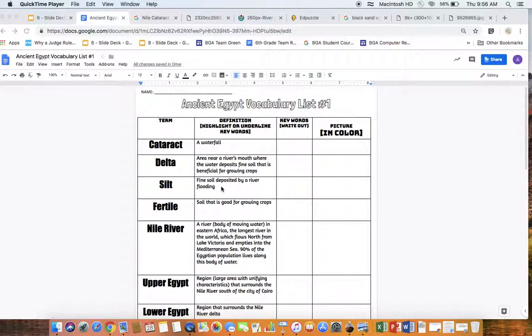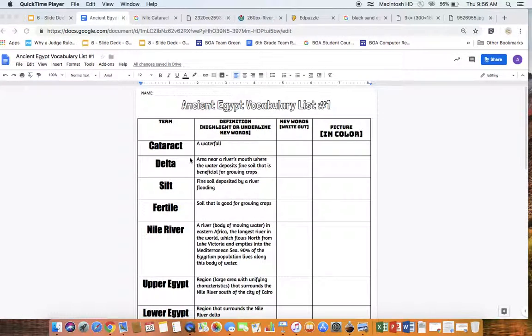Hey, sixth graders, I wanted to give you some extra information about this vocabulary list. If we see here, there are a bunch of different words that are related to ancient Egypt. This is our first list of many. I'm just going to go through and give you some visuals to provide support for each of these vocabulary words.